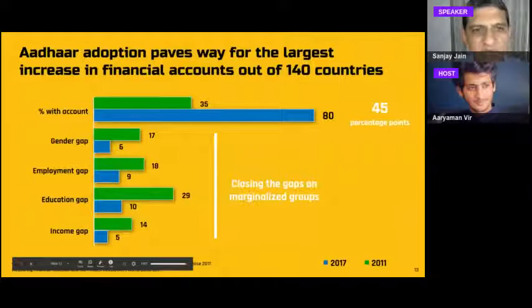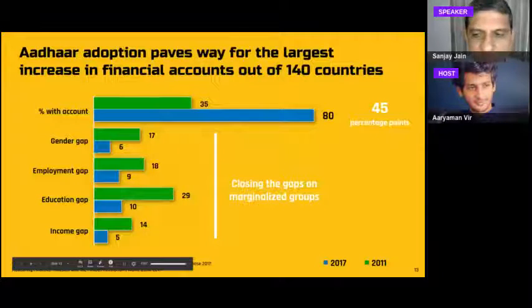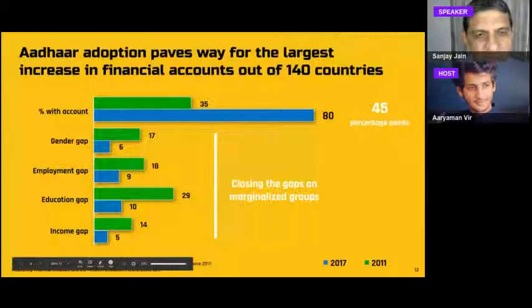The number of people with an account has gone up. It went up by 45%, which is one of the largest jumps in any country ever in such a short period of time. It's closed the gender gap in accounts. It's reduced the employment gap, the percentage of people who are employed and unemployed with a bank account. It's reduced the education gap, and so on. So in many ways, we have used Aadhaar as a great leveler in the financial world, bringing many and more people into the formal financial system.